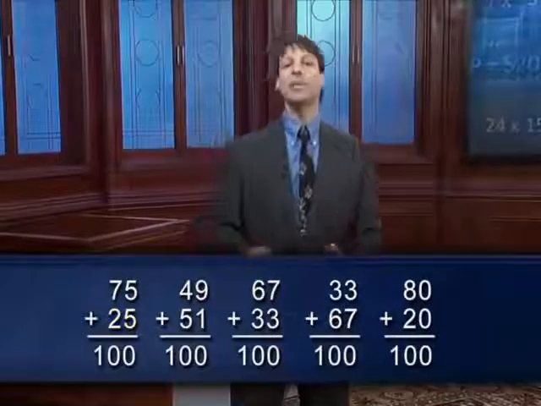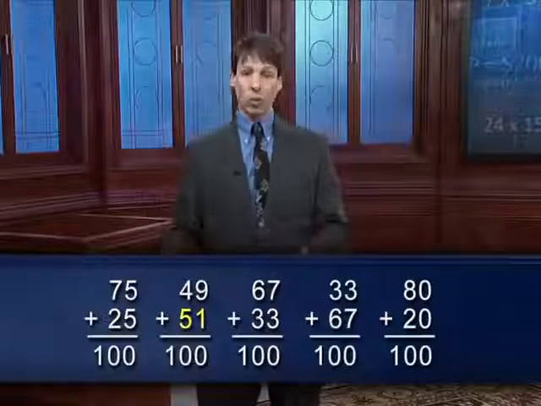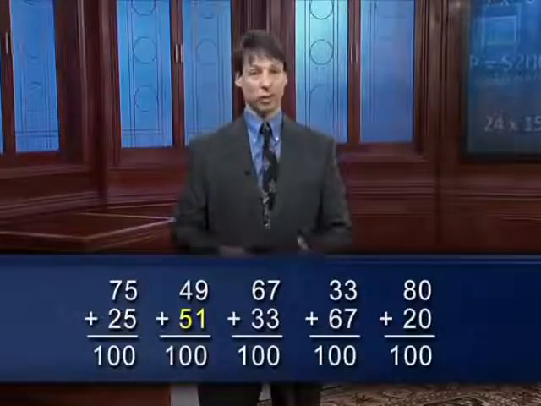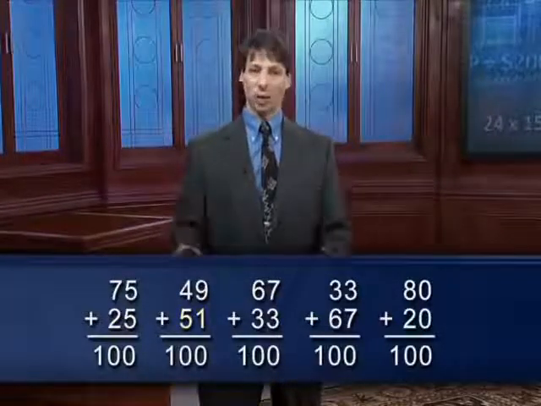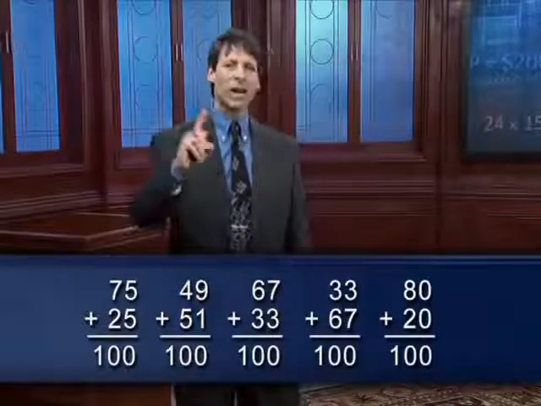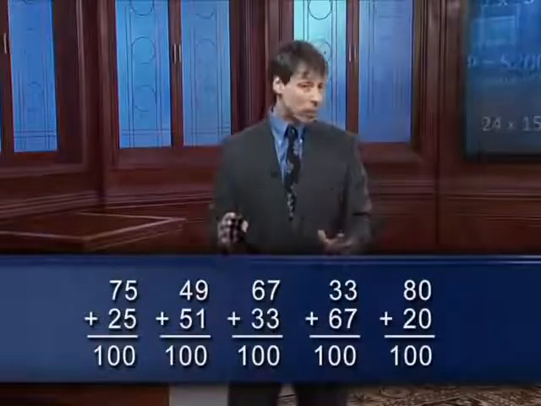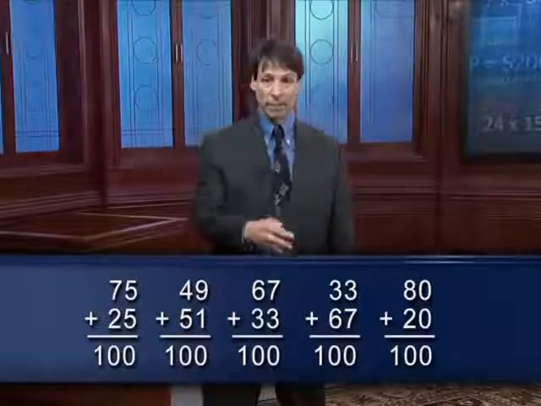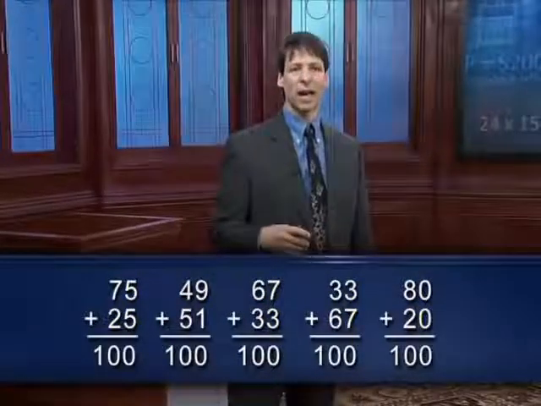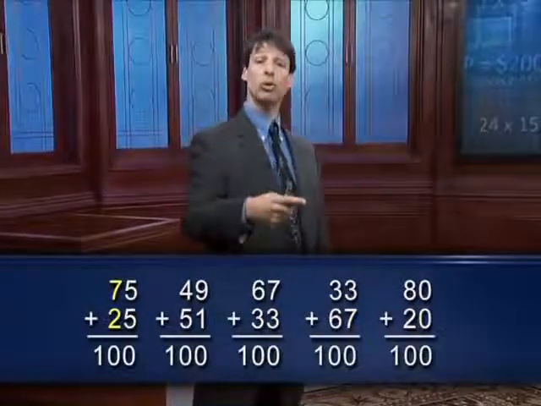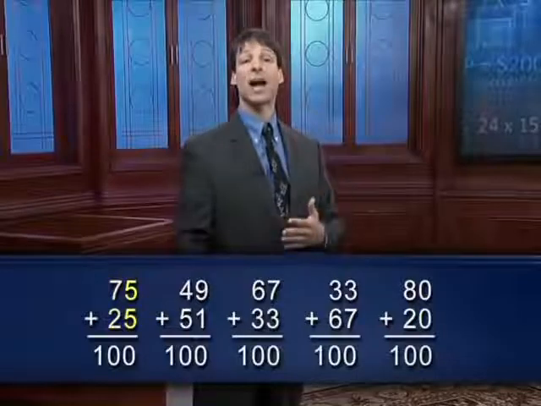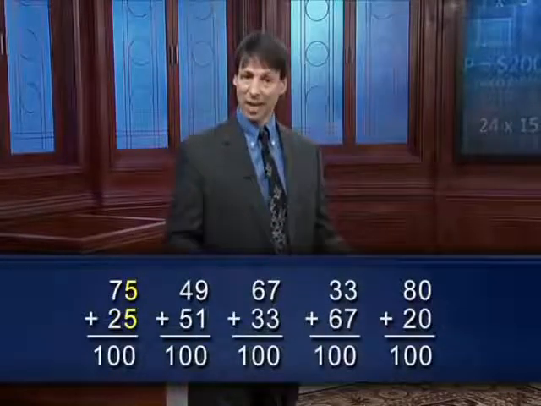Likewise, the complement of 49 is 51 because 49 plus 51 is 100, and so on. Now, how do you find the complement? The pattern is very simple, and we do it from left to right. The first digits add up to 9, and the last digits add up to 10. So for the complement of 75, notice 7 plus 2 is 9, and 5 plus 5 is 10.